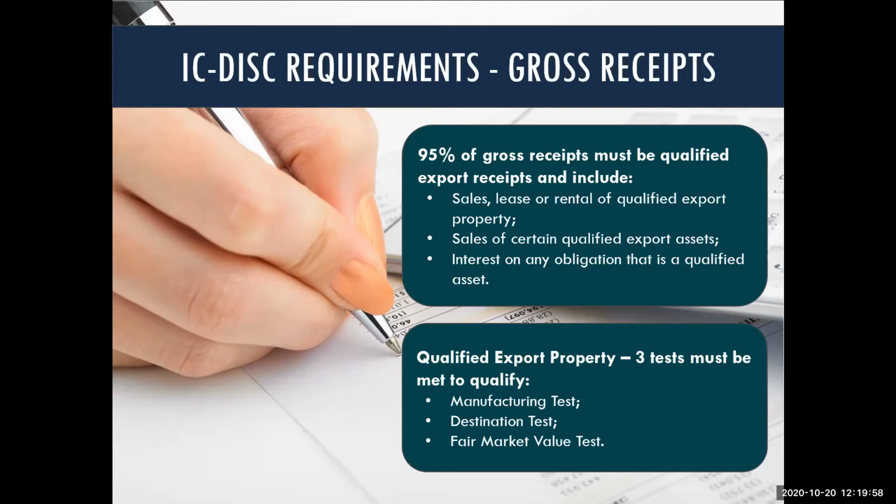So qualified export property, therefore, is a key term, because we can only calculate the commission on the sale, lease, or rental of qualified export property. So what is that? There are 3 tests that you have to meet in order for the property you are selling to be qualified export property. Those 3 tests are the manufacturing test, the destination test, and the fair market value test. And we'll talk about each of these 3 tests in some more detail.